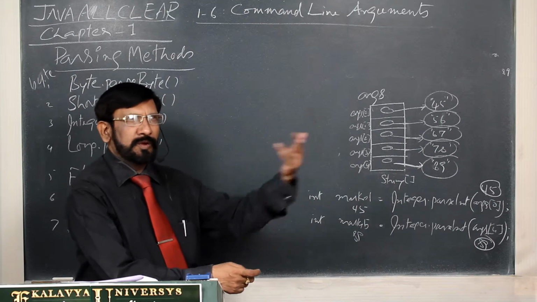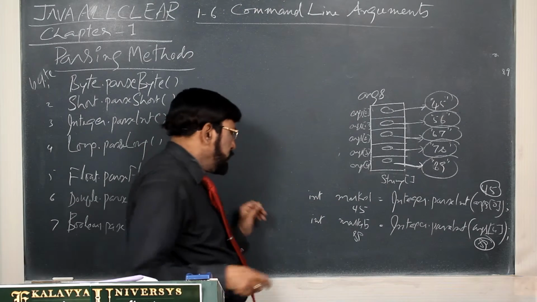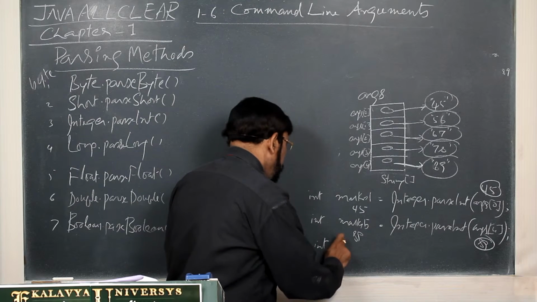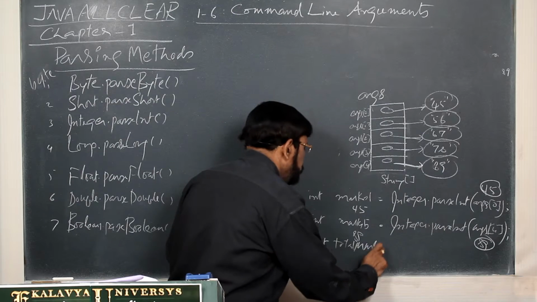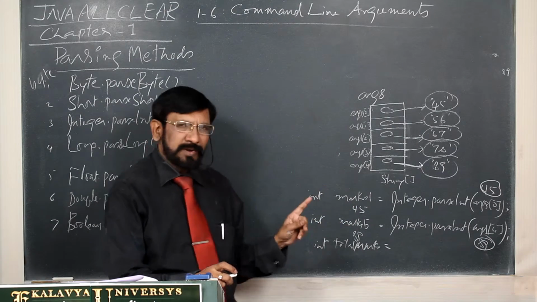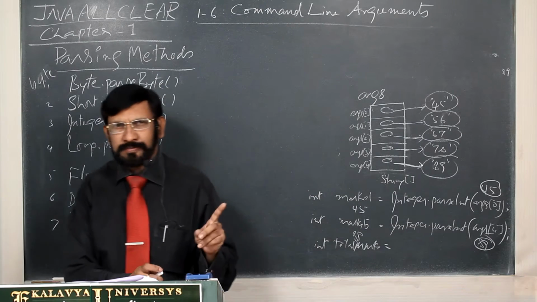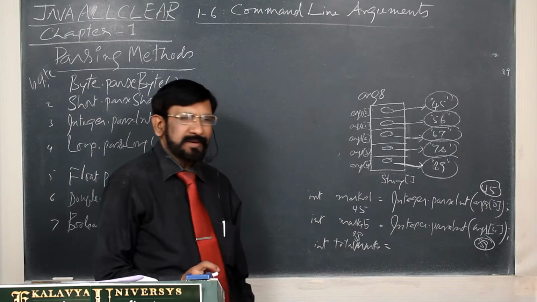Now we see all primitives you got. Then suppose you have to calculate total marks. How can you do that? int totalMarks is equal to, in this way you unwrap, then marks1 plus marks2 plus marks3 plus marks4 plus marks5. Then you can get it.